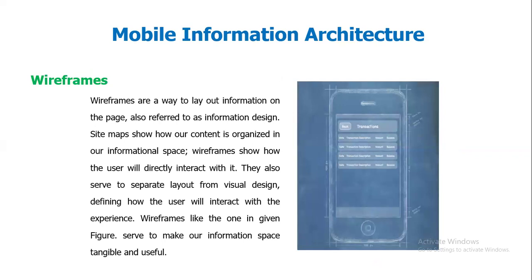The next one is wireframes. Wireframes are a way to lay out information on the page, also referred to as information design. Sitemaps show how our content is organized in our informational space. Wireframes show how the user will directly interact with it. They also serve to separate layout from visual design, defining how the user will interact with the experience. Wireframes like the one given in the figure serve to make our information space tangible and useful.